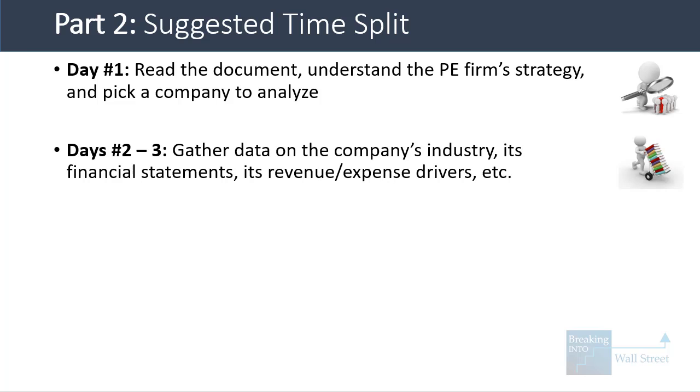Now, on the second and third days, you want to gather some data on the company's industry, its financial statements, its revenue and expense drivers, and so on by going through its annual filings and investor presentation. You don't need to read every single thing. You're supposed to scan through it and look for key charts and diagrams and numbers that could be useful, but you don't need to read all 573 pages of the annual report to do this.